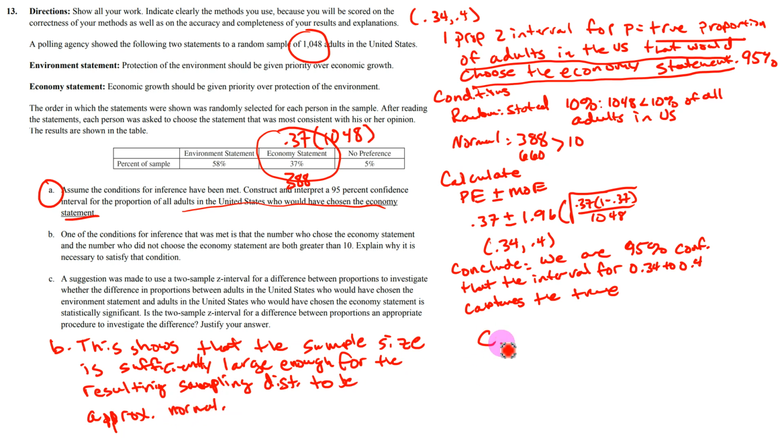Part C, a suggestion was made to use a two-sample z-interval with difference in proportions to investigate whether the difference in proportions of adults in the United States who would have chosen the environment statement and those who would have chosen the economy statement is statistically significant. Is a two-sample z-interval for the difference in proportions an appropriate procedure to investigate the difference?